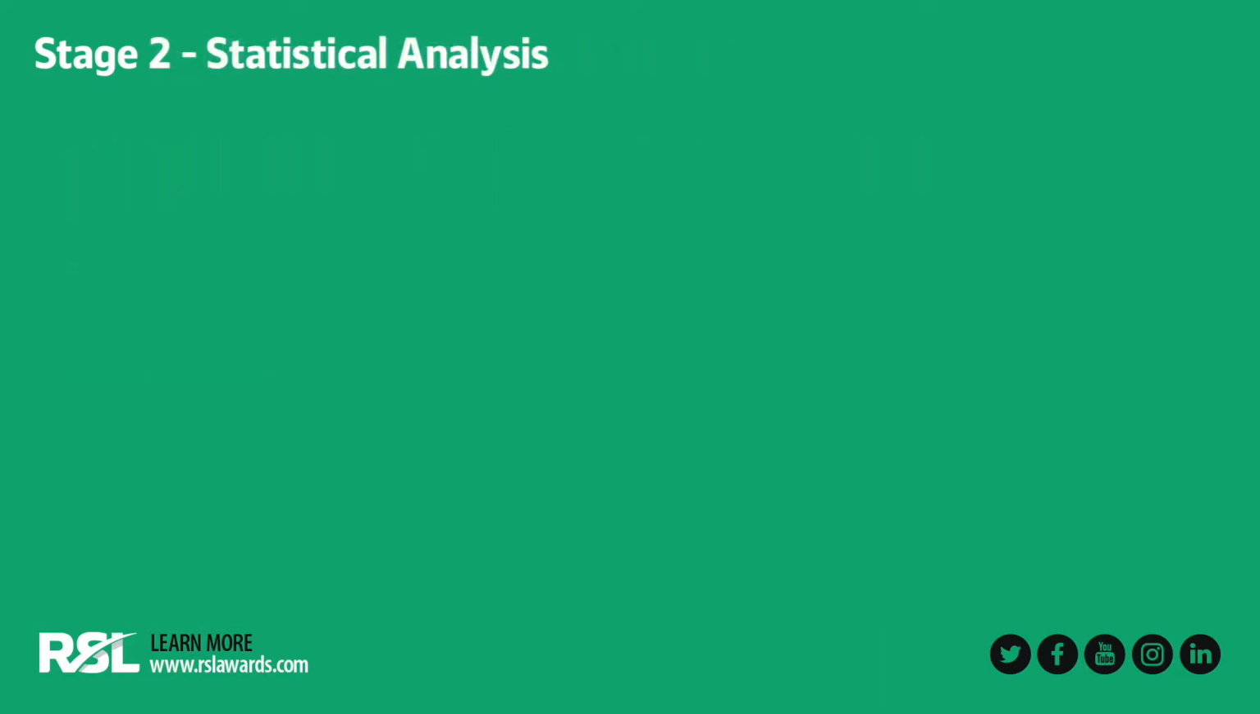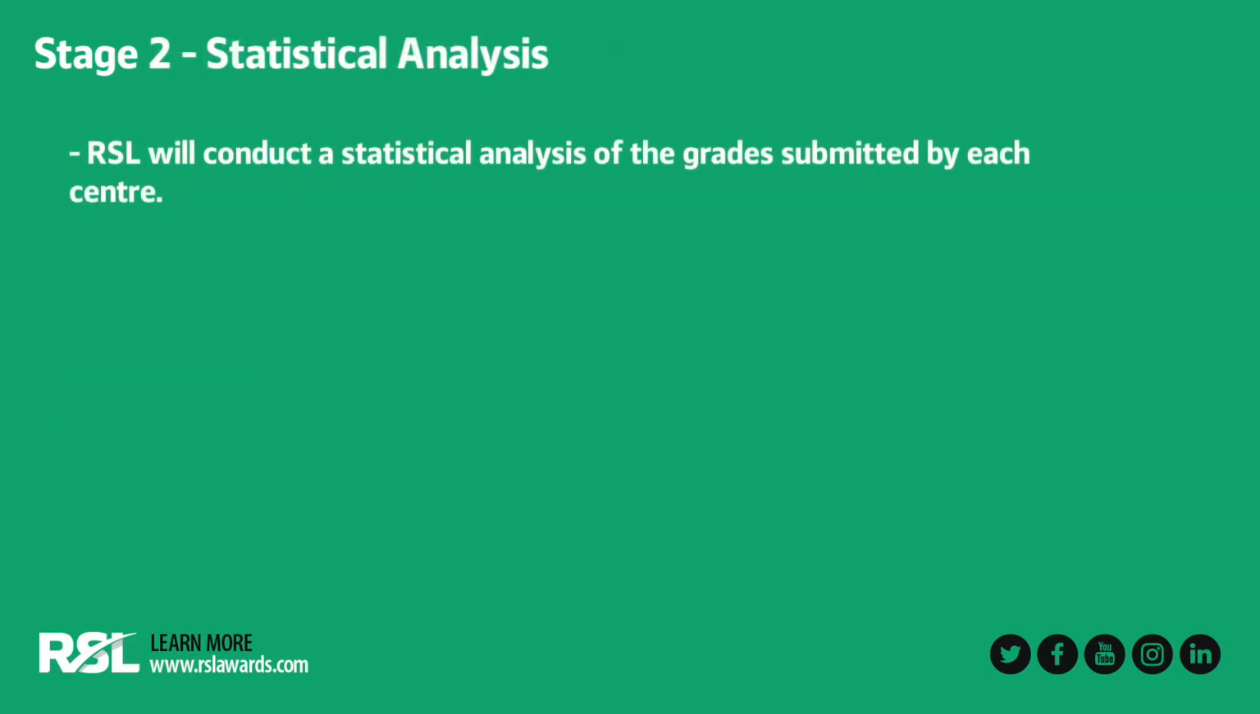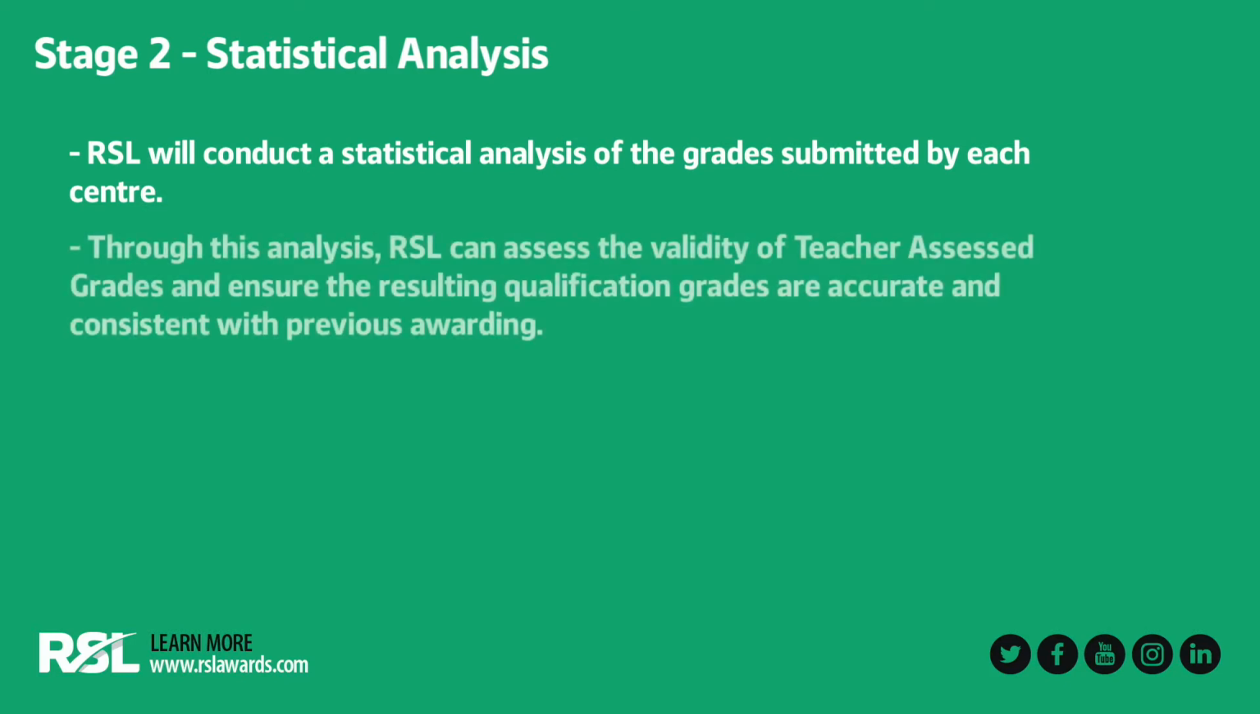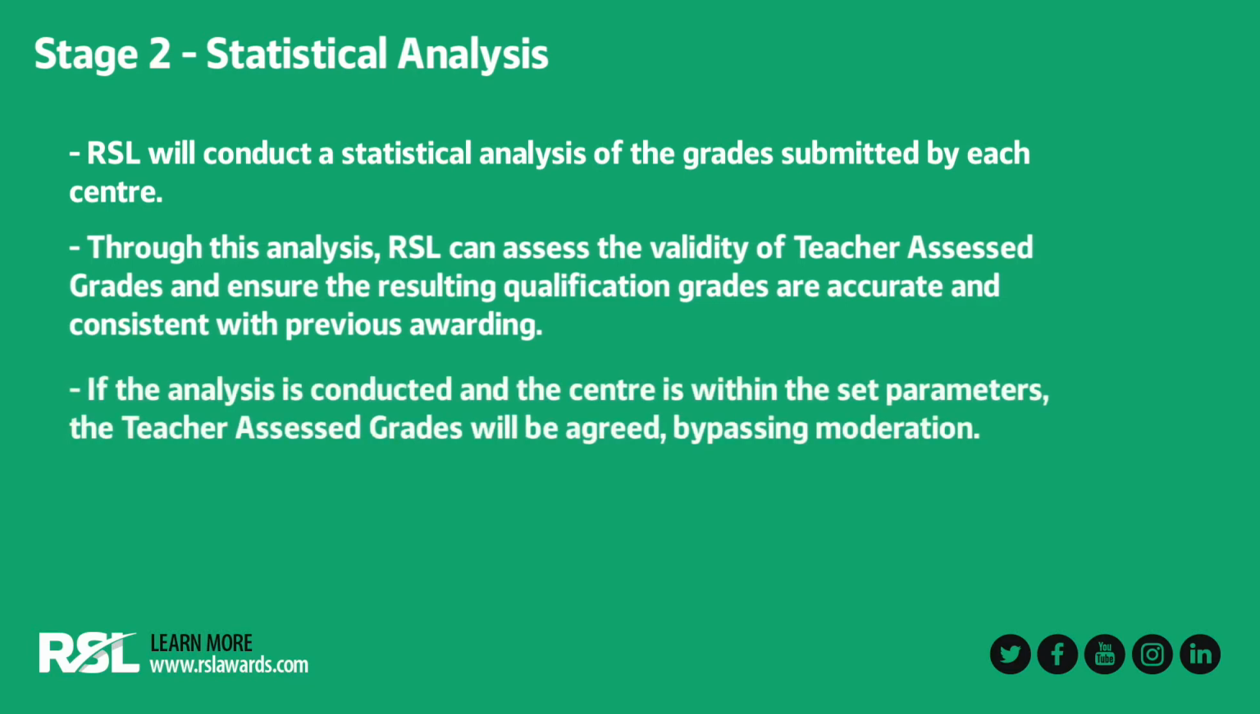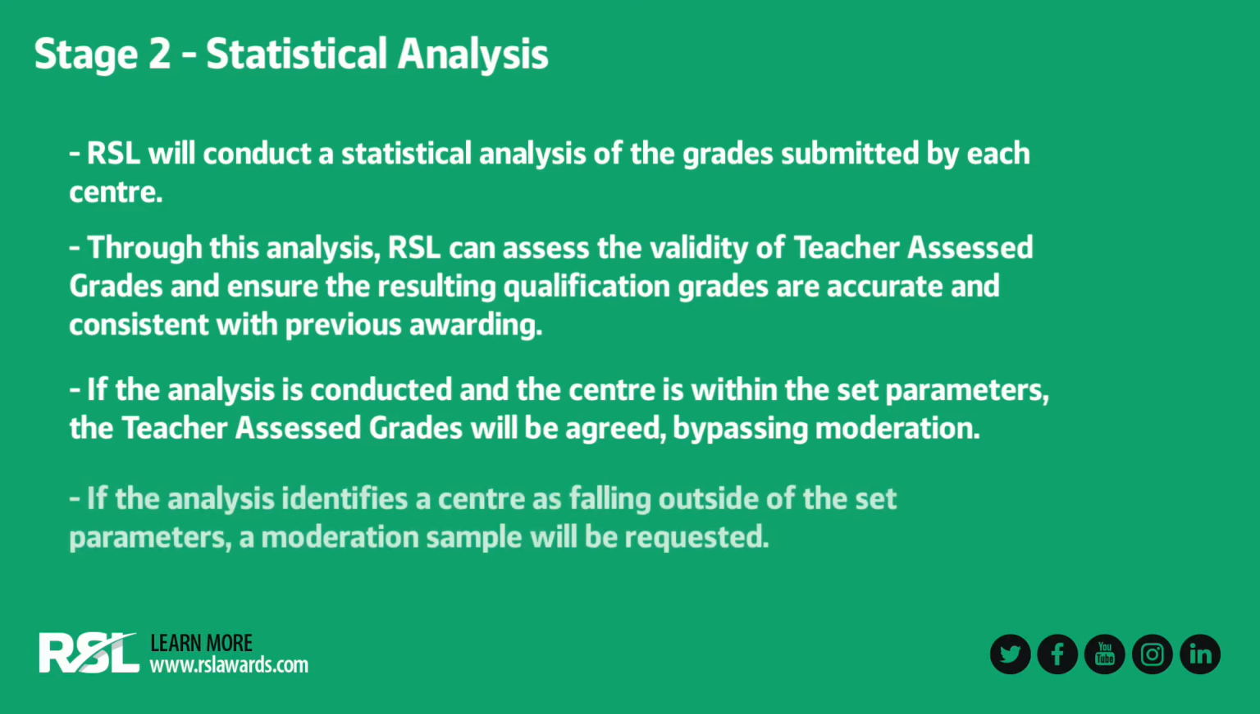In Stage 2 of the process, RSL will conduct a statistical analysis of the grades submitted by each centre. Through this analysis, RSL can assess the validity of teacher-assessed grades and ensure the resulting qualification grades are accurate and consistent with previous awarding. If the analysis is conducted and the centre is within the set parameters, the teacher-assessed grades will be agreed, bypassing moderation. If the analysis identifies a centre as falling outside of the set parameters, a moderation sample will be requested.